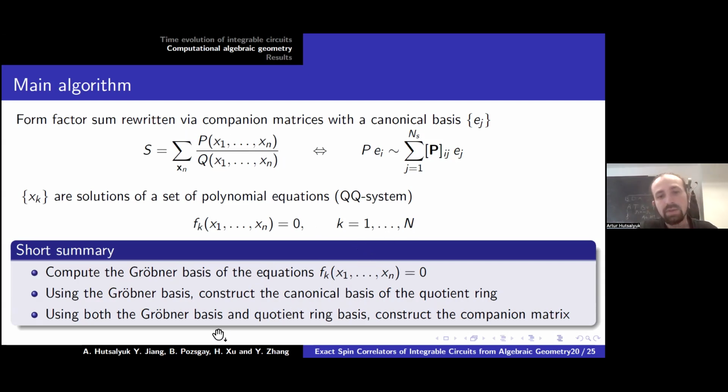And then, using both the Grobner basis and the quotient ring basis, we build this companion matrix that I mentioned on the previous slide. So, instead of this giant sum over all possible solutions of the QQ equation, which, if we want to solve the QQ equation recursively or numerically, would be a huge set of solutions that we should then substitute here, we just build the Grobner basis for our Q basis, then make the quotient ring with the Grobner basis, expand everything, build the companion matrix, and then we know that the answer for this full sum is just the trace of the companion matrix. And this is the key formula for our work.